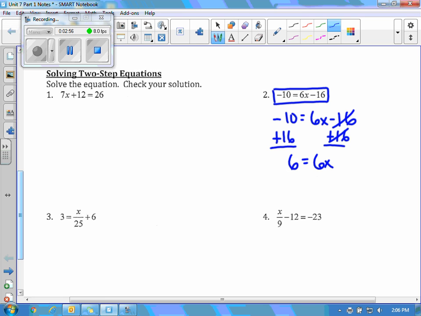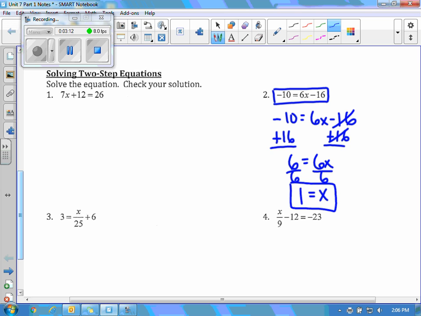So I added, now I need to multiply or divide. Since it's 6x, which is multiplication, I do division to undo that. So 6 divided by 6 is 1. 6x divided by 6 just gives me x. So my solution is x equals 1.